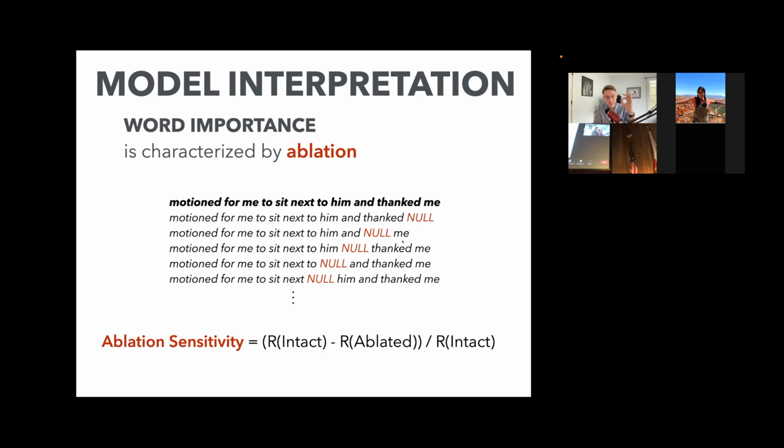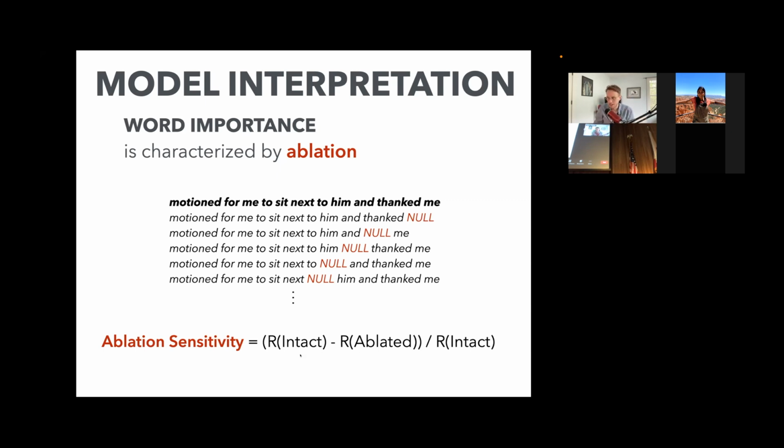If removing a single word drops the predicted response to 0, then this is going to be R intact minus 0 divided by R intact. So the ablation sensitivity is going to be 100%, right? Because 100% of the response was due to that single word.